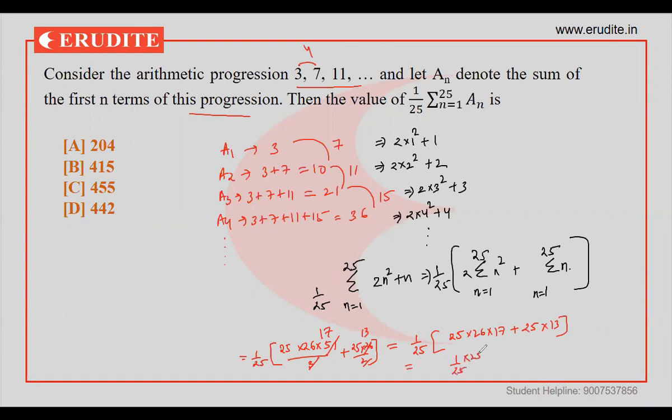Take out 25 common. 25 and 25 cancel, just solve it. 7 6 is 42, 4. 14 and 4 is 18. 6 2. 442 plus 13. So it is coming how much? 445. The correct answer is 445.